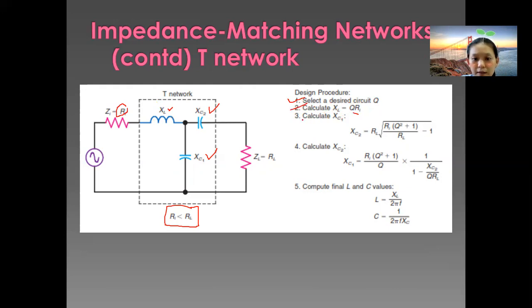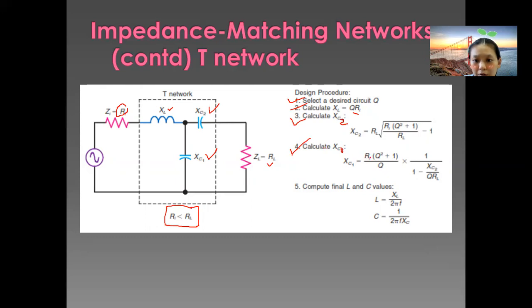Then step number 3, we find our XC, the first one, C1. To find C1, we find C2 first. Sorry, here is C2. To find our C2, XC2 equals the square root of R in times Q squared plus 1 divided by RL minus 1, with RL being the impedance at the load, and R in the input resistance.